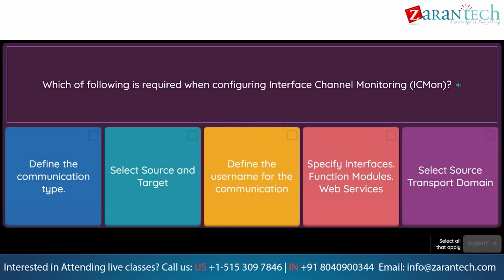Question: which of following is required when configuring interface channel monitoring, ICMon? Option 1: define the communication type. Option 2: select source and target.